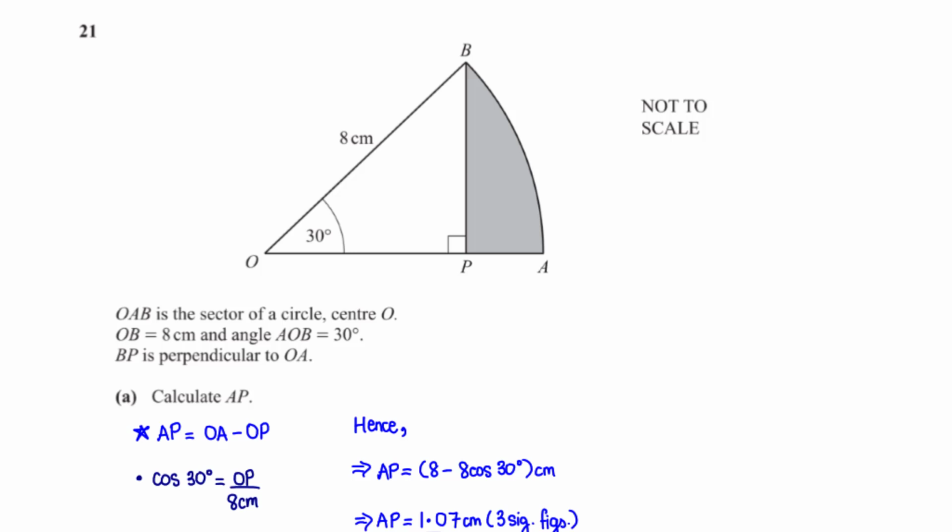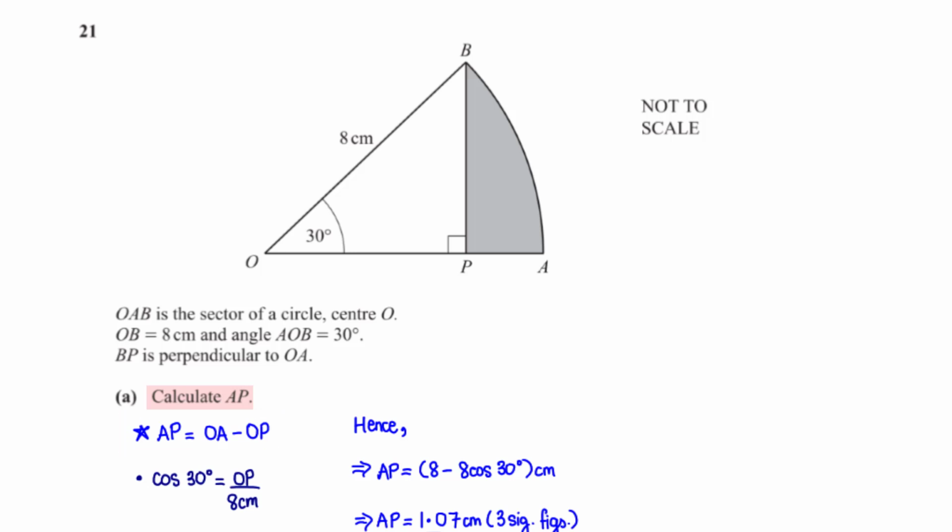OAB is the sector of a circle center O. OB is 8 centimeters and angle AOB is 30 degrees. BP is perpendicular to OA. Calculate AP. From the diagram, AP is equal to OA minus OP.